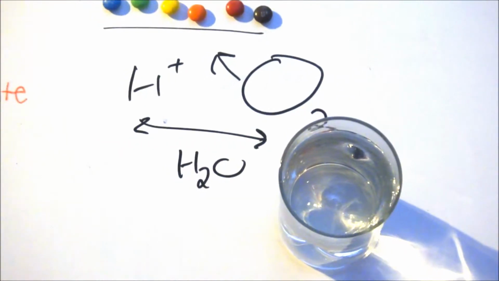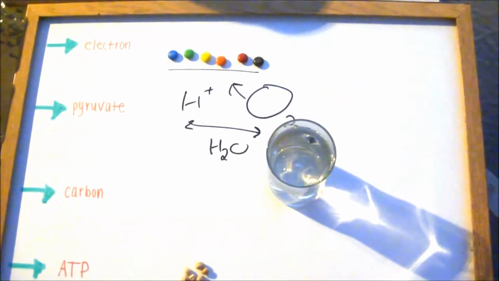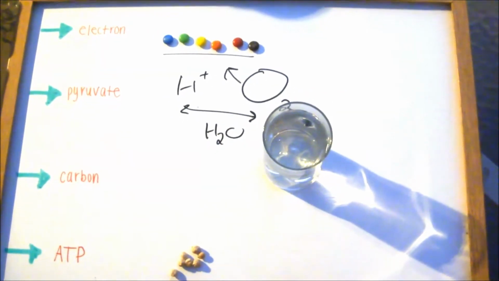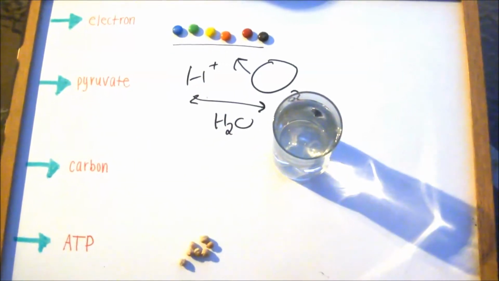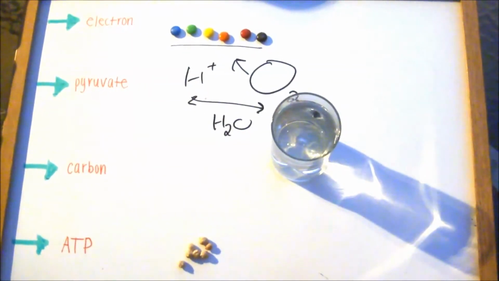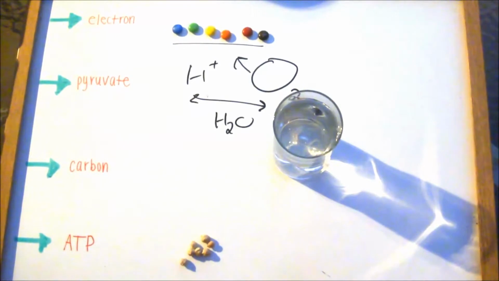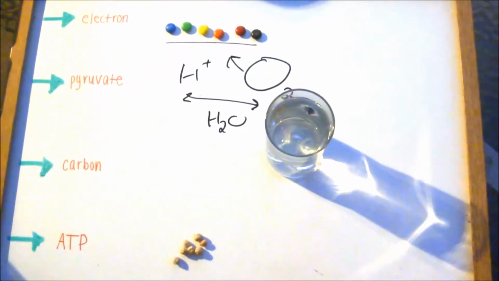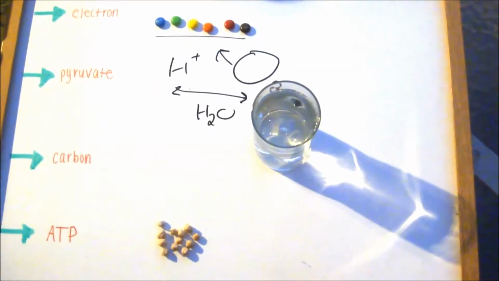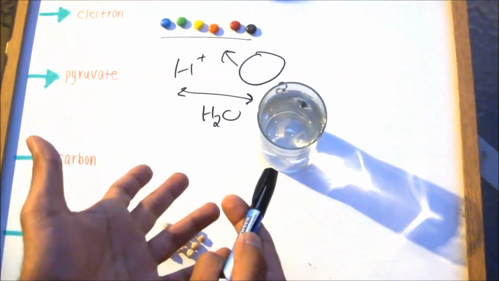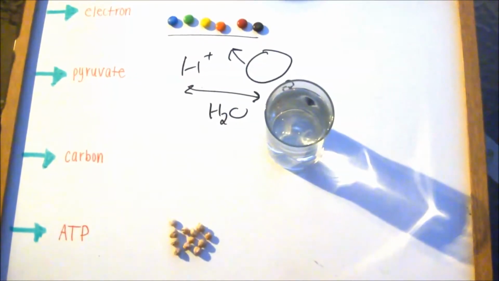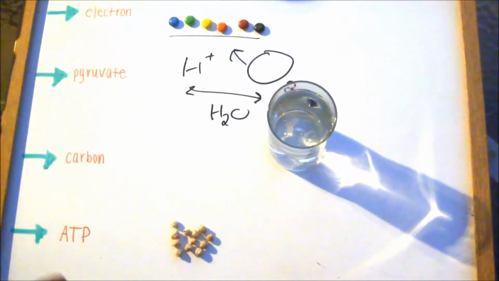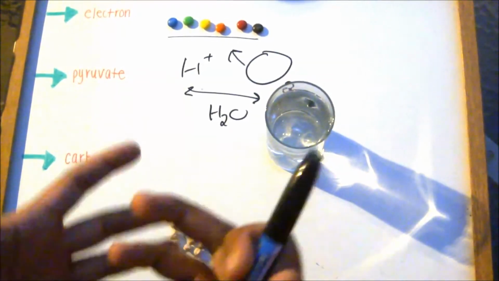So just to conclude, the end products of aerobic respiration are lots and lots of ATP and lots of water, and also carbon dioxide, which is found in the atmosphere.